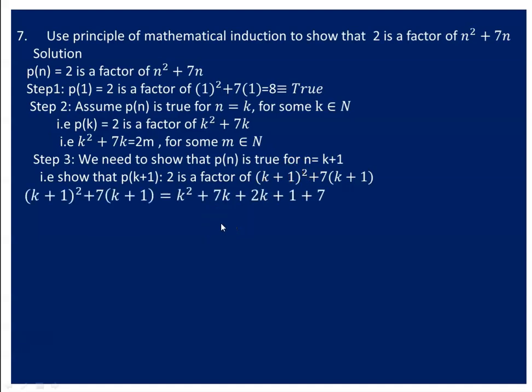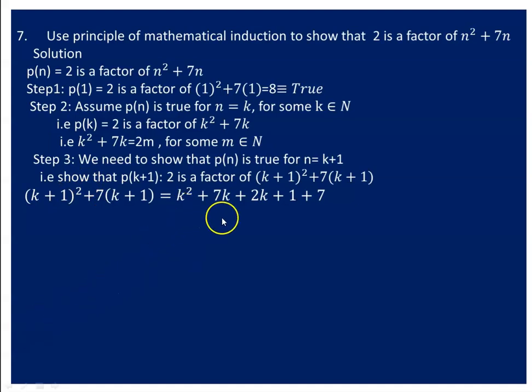So look, (k+1) the whole squared, plus 7 into (k+1). Now what we need to do is try to express this as the sum of k squared and 7k, because there you can use 2 times m. That's why I wrote this expression as 2 times m. So look, (k+1) the whole square makes k squared plus 2k plus 1, as you see.